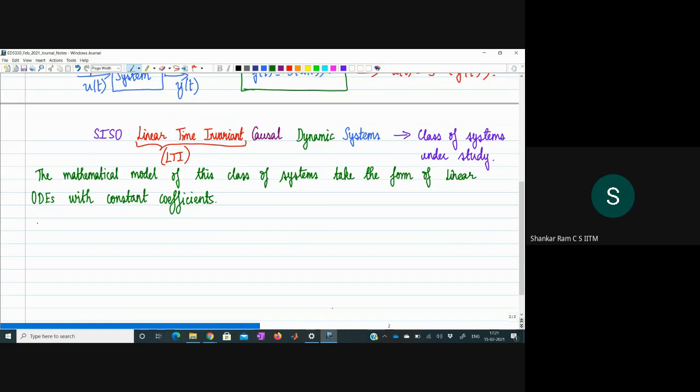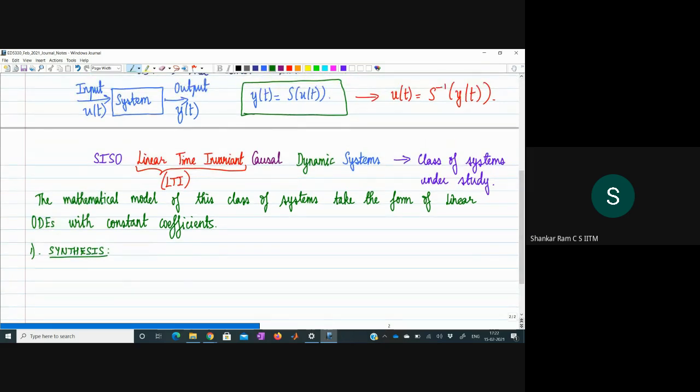Coming to this mapping, in the vehicle dynamics course we would have solved the problem of synthesis. That is, if you look at this mapping, y of t equals S of u of t, we would have derived mathematical models: given u of t and y of t, find S. That's something we would have done in the vehicle dynamics course.